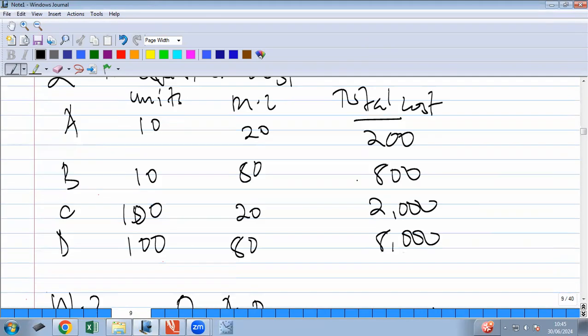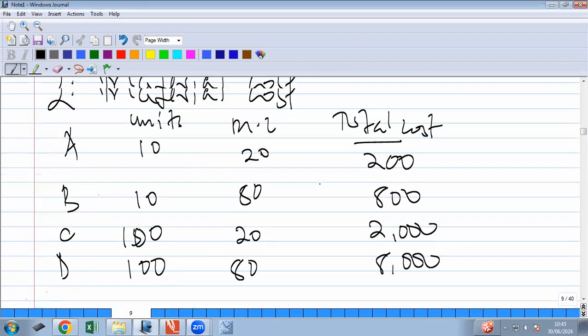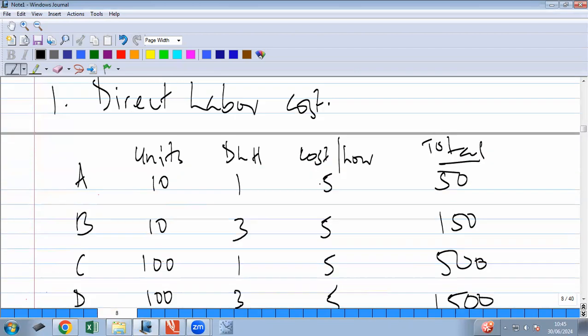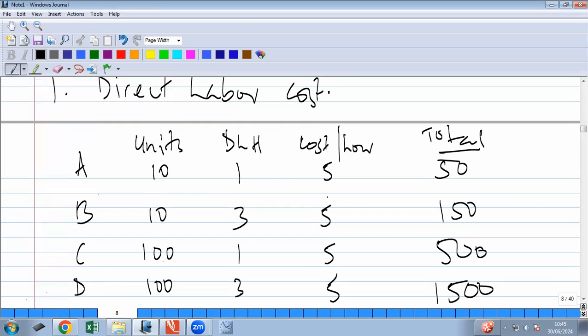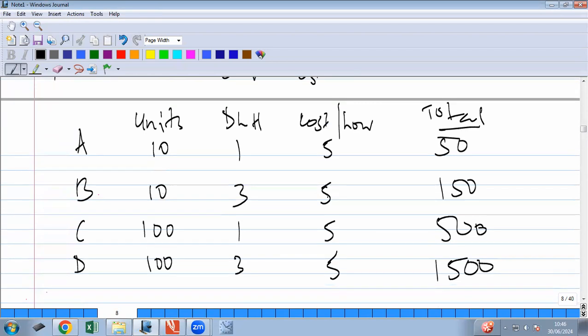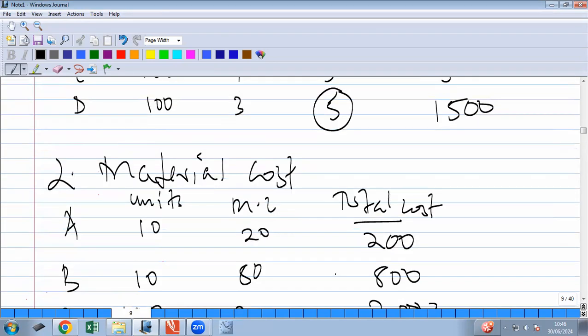Excuse me, sir. I want to take you back. There's something I didn't pick well. Cost per hour, where we got 5 throughout. How did you get 5 for product A, B, C, D? You're meaning this cost here? Yes. It was in the additional information, because they say direct labor cost per hour is 5. Okay, I've got it. Thank you.